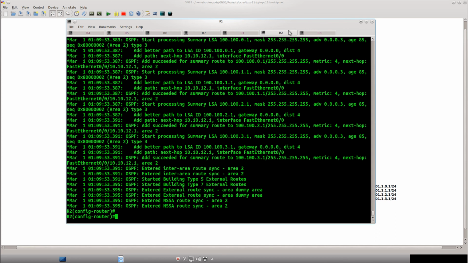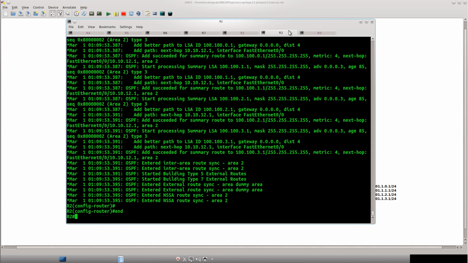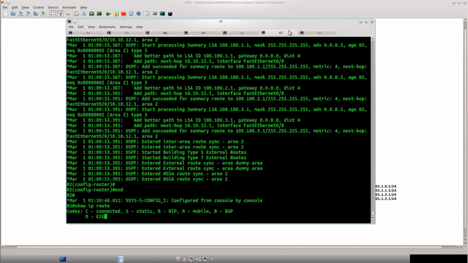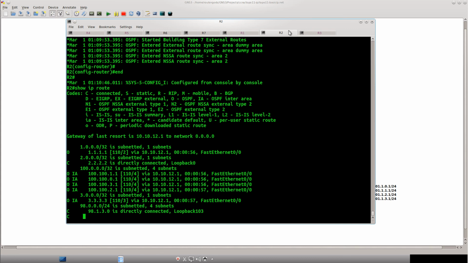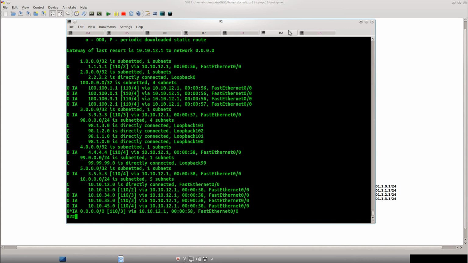Okay, so after all of that's done, let's see if this got us anything. Show IP route. Well, I still have the IA routes, but at the bottom you'll see that you got a what?